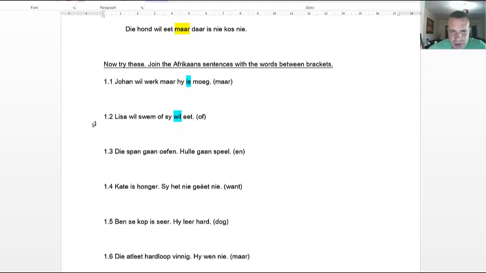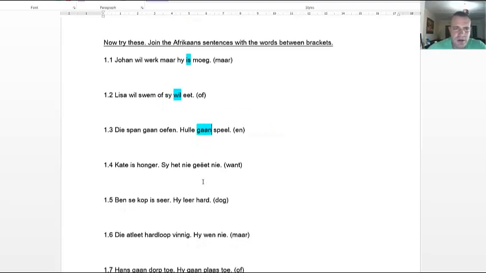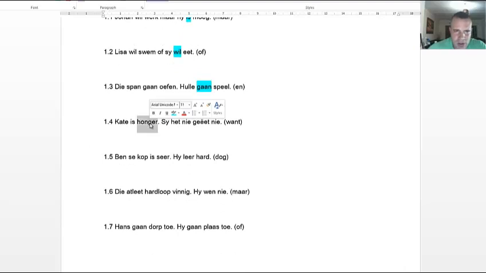Die span gaan oefen, hulle gaan speel. The gaan is going to remain there. They're going to practice, they're going to play. Kate is hungry, honger. Sy het nie geëet nie. She did not eat. You want to say it's because she didn't eat. There's the want. That means your het, your first verb, is going to stay in that position. It's not going to move. Okay, let's just do that one. Want sy het nie geëet nie. Okay, happy?